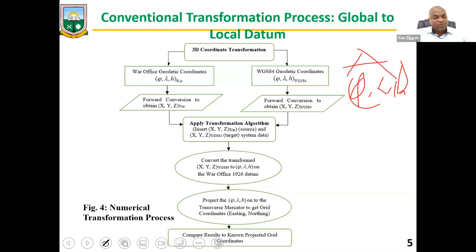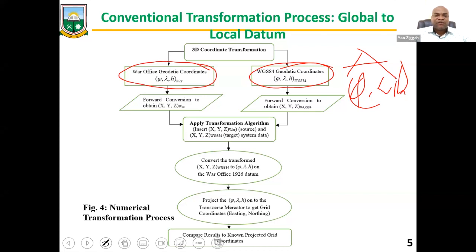So assuming I want to transform coordinates from WGS 84 to the Ghana War Office system, for control point A, I have to get the WGS 84 observed coordinate, and I must get the corresponding observed coordinate in the War Office as well. So that is the common point. So that's the first point. So when you look at this flowchart, you see that we have War Office geodetic coordinates in latitude, longitude, ellipsoidal height, and then we have the corresponding WGS 84. Now, the next step is for you to do what we call the forward conversion. You must convert the latitude, longitude, ellipsoidal height coordinates into the Cartesian XYZ system.